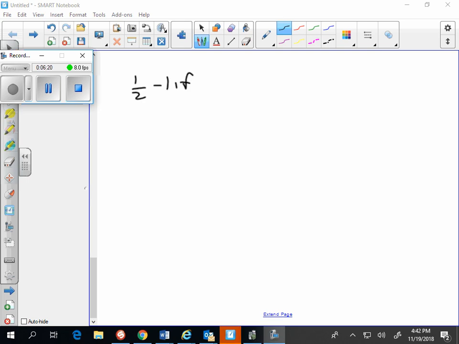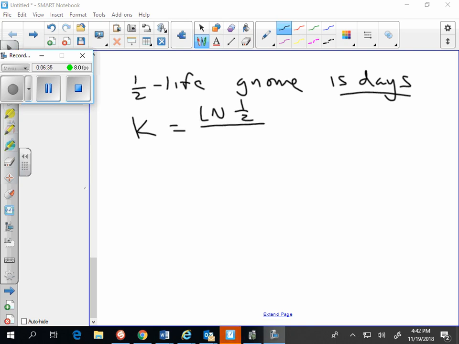Half-life of gnome is 15 days. And like we did on Monday, we can use this information to build our k. We know k is going to be ln of a half over 15 days. Well, that's great. And then we're told that the gnome originally weighed 22 pounds.